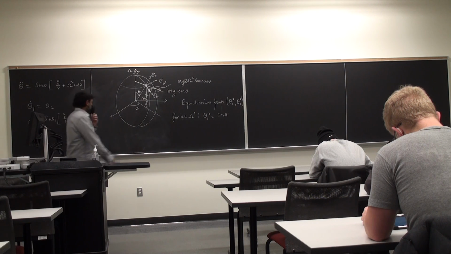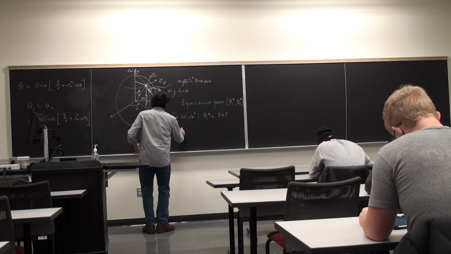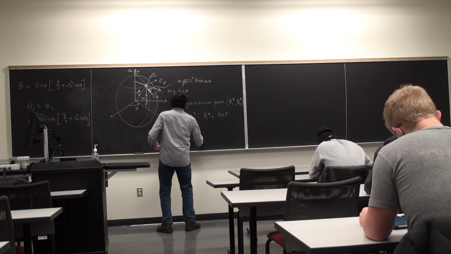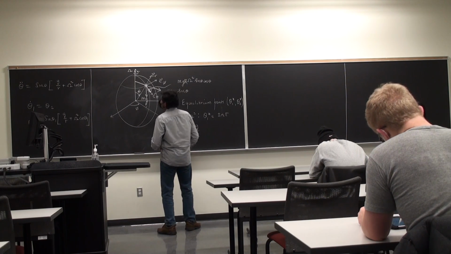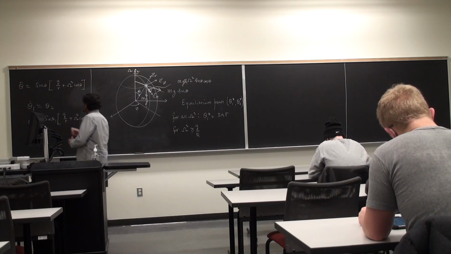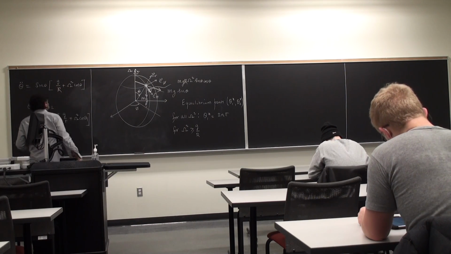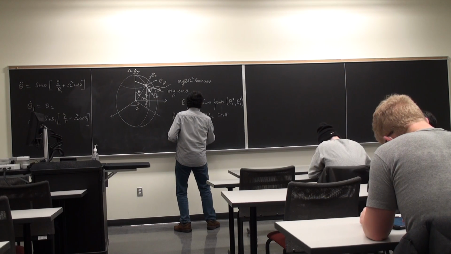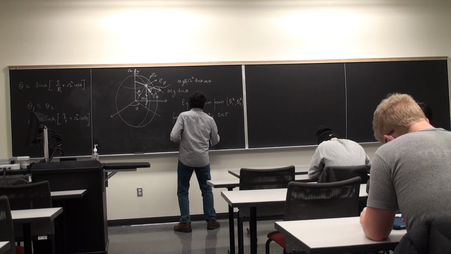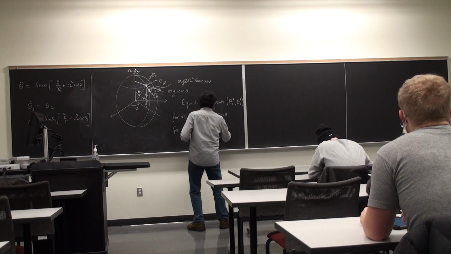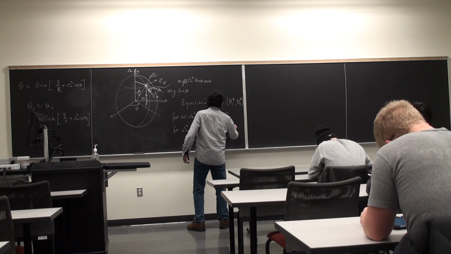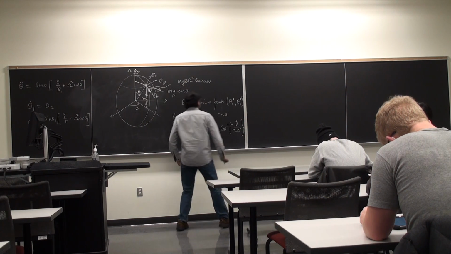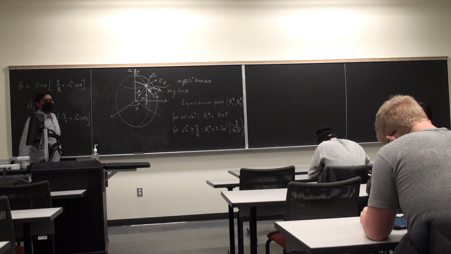And then for omega square greater than or equal to g by R, and that should be capital R, sorry, capital R, g by R, then here I have theta 1 star is plus or minus cosine inverse of minus g by R omega square. So this is all stuff from the last class.